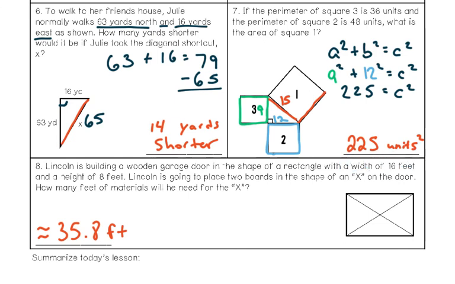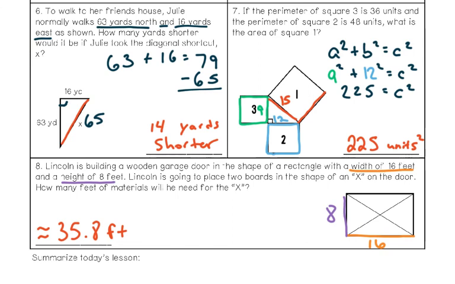All right, last question, number 8. Lincoln is building a wooden garage door in the shape of a rectangle with a width of 16 feet and a height of 8 feet. Lincoln is going to place 2 boards in the shape of an X on the door. How many feet of materials will he need for the X?